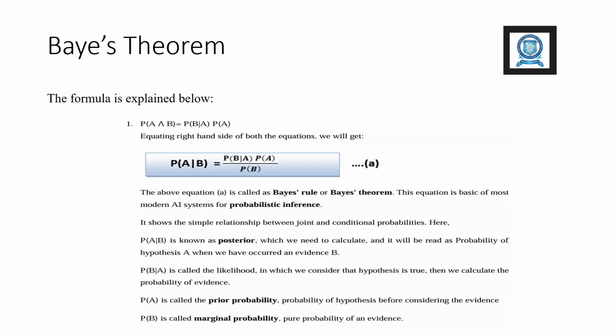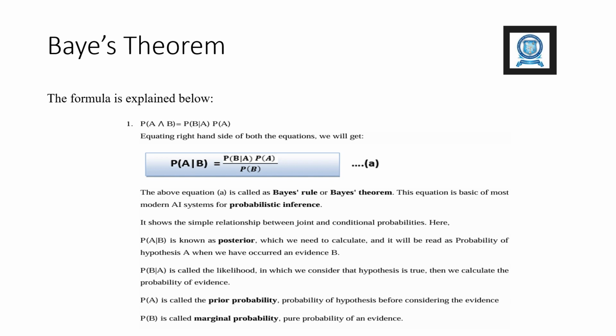Bayes' theorem. The formula is explained below. That is, P(A|B) = P(B|A) × P(A) / P(B). The above equation is called Bayes' rule or Bayes' theorem. This equation is the basis of most modern AI systems for probabilistic inference. It shows the simple relationship between joint and conditional probabilities.